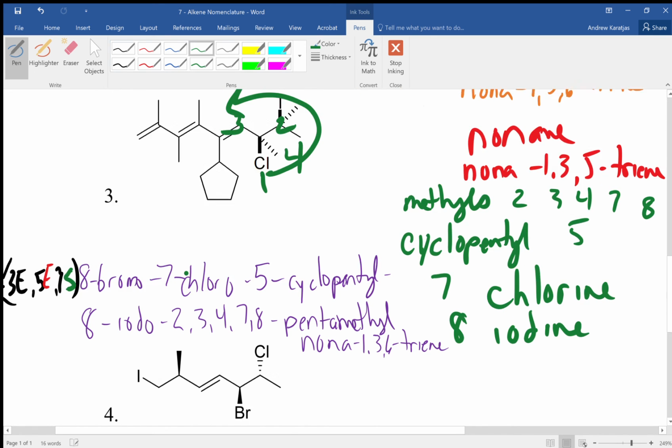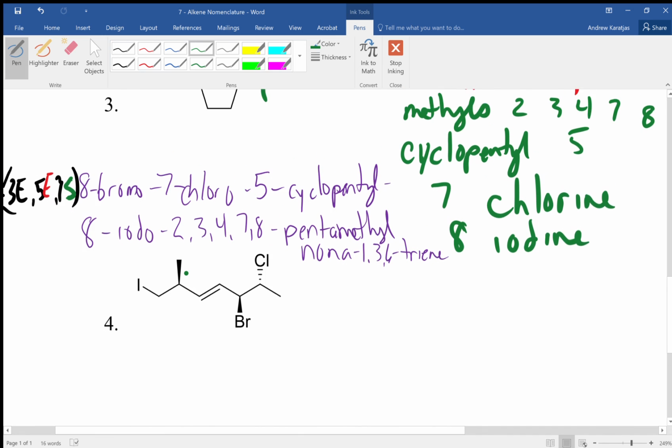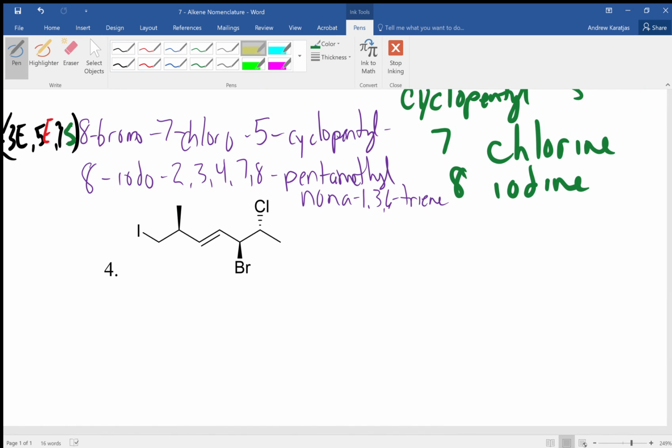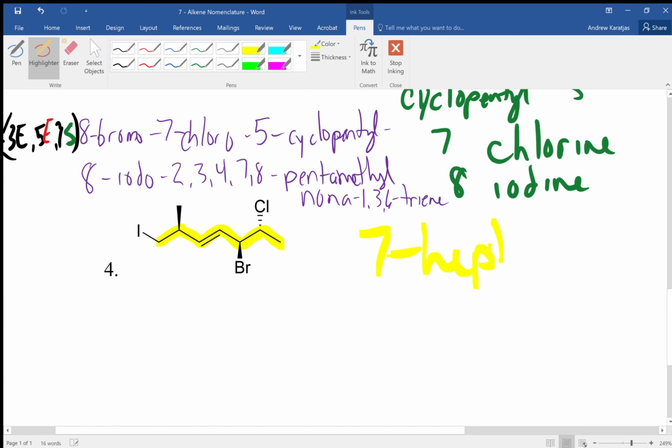Alright, one last example, number 4. Again, we've made the longest chain relatively easy to find, goes right down the middle. 7 carbons for heptane. Which way do we number it? Well, we're going to go left to right because that gives the alkene a lower number, 3 as opposed to 4. So this is going to be hept-3-ene.